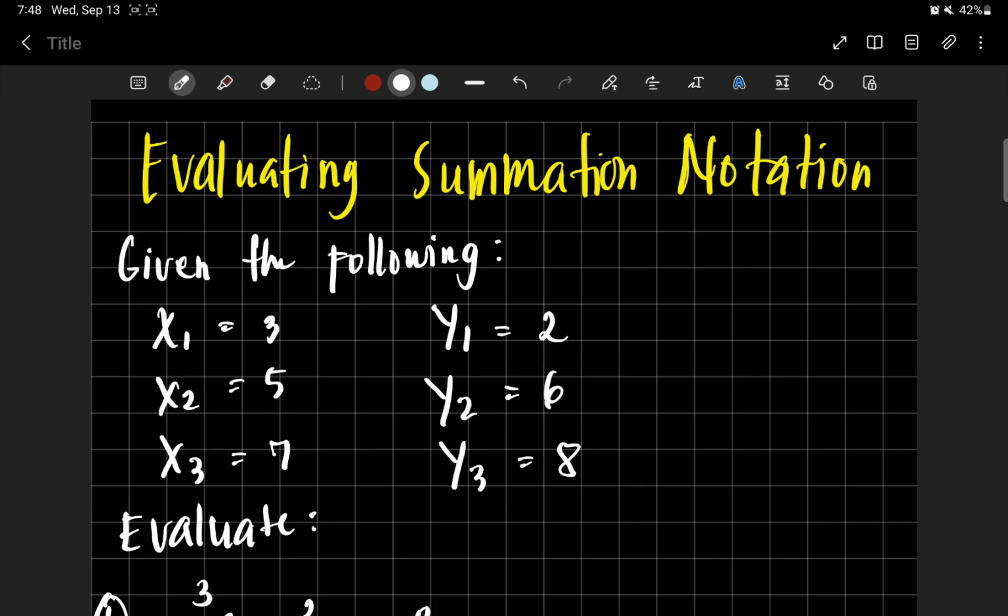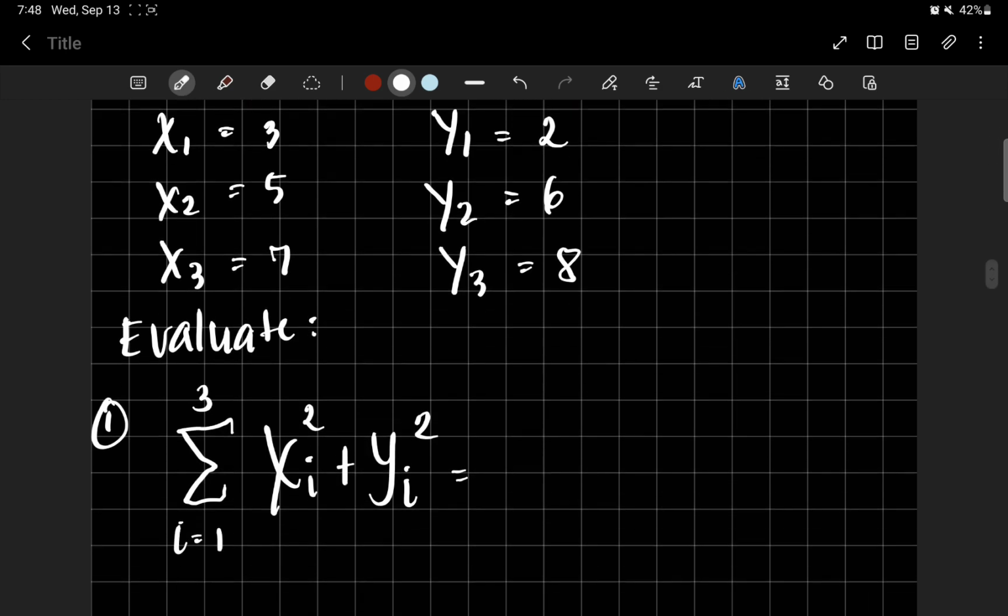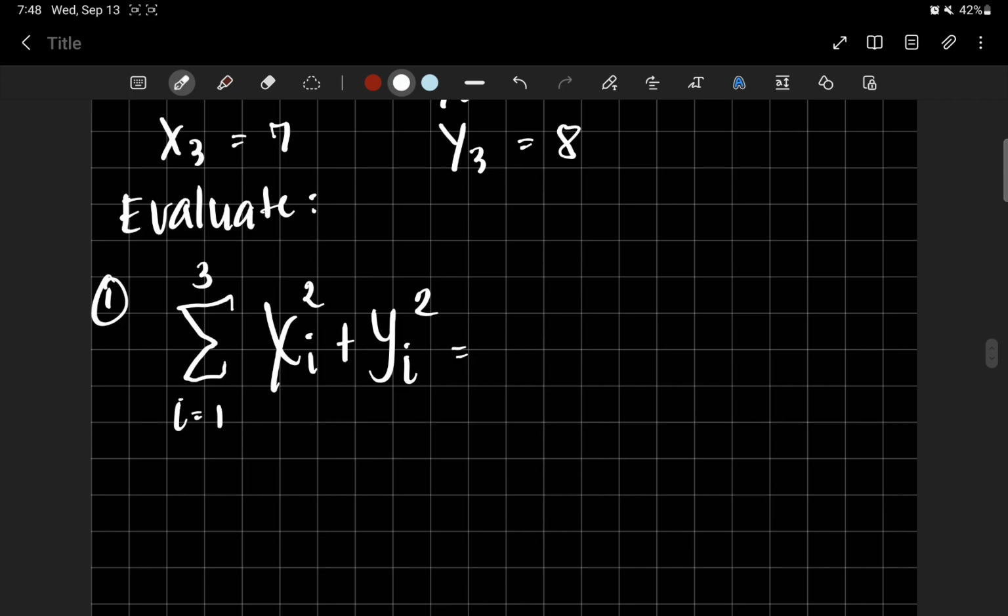Okay, so given the following, we have the values of x sub 1 is equal to 3, x sub 2 is equal to 5, x sub 3 is equal to 7, y sub 1 is equal to 2, y sub 2 is equal to 6, and y sub 3 is equal to 8. Now, we are going to evaluate the summation of x sub i raised to 2 plus y sub i raised to 2 going from 1 to 3.